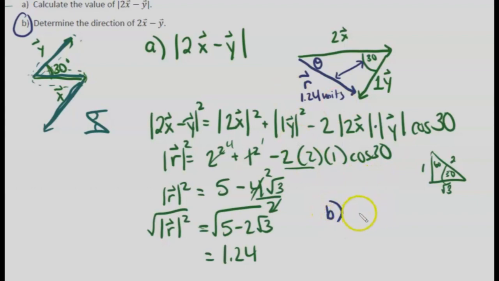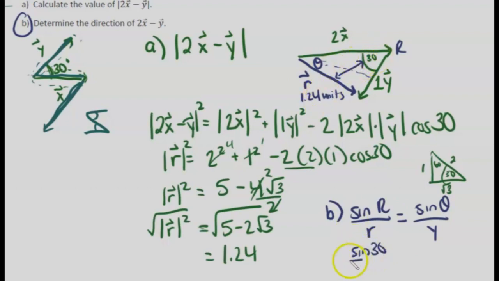Okay, so let's go B. We'll keep this as R. So we're going to have sine R over R, which is 1.24, okay, so this is R. So sine R over R is going to equal sine theta over Y. So we're going to have sine 30 over 1.24 is going to equal sine theta, which we don't know, over the magnitude of this side, which is 1.